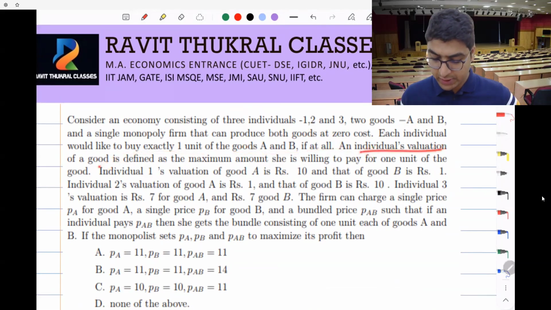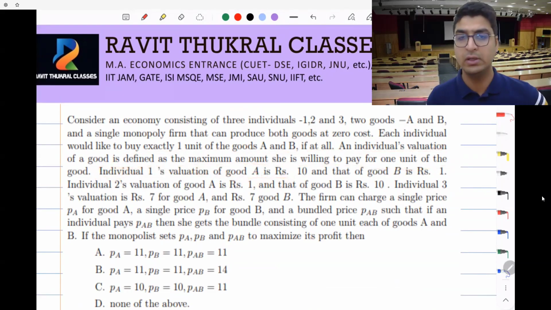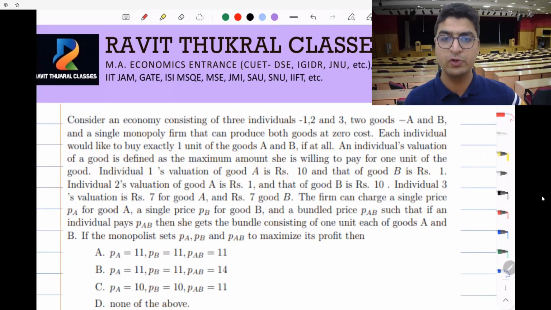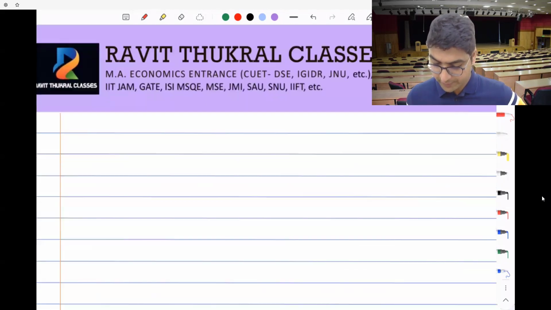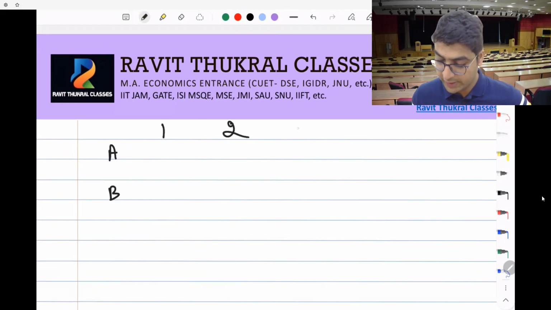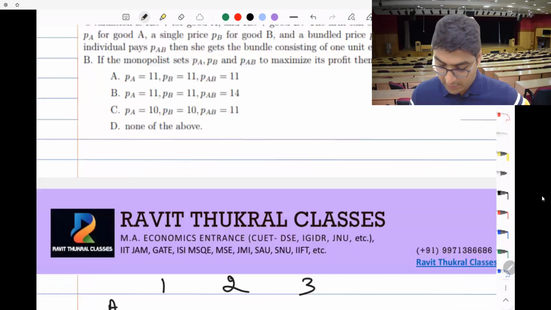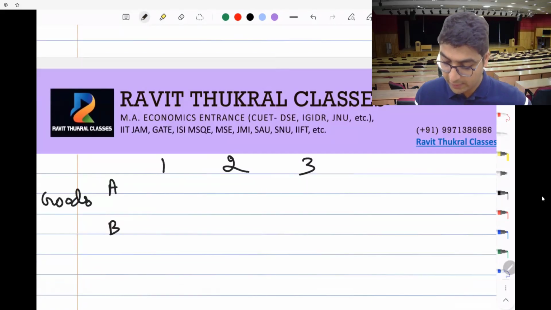An individual's valuation is defined as the maximum amount she is willing to pay for 1 unit of the good. इंडिविजुअल वन के लिए गुड ए की वैल्यूएशन, तो बेसिकली इंडिविजुअल्स वन टू थ्री के लिए ए और बी की जो वैल्यूएशन है वो यहाँ पर अवेलेबल है. So let's create a table out of it. Let's do it here. Okay, so we have individuals 1, 2, and 3, and goods A and B. Okay, so here we have goods, and here we have individuals.